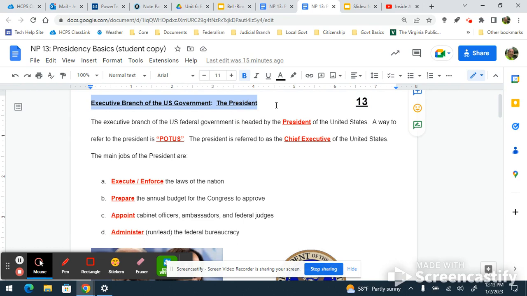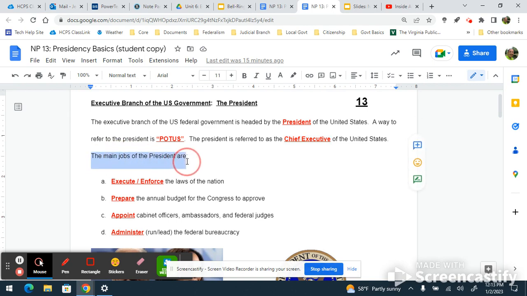One of the things that you're going to learn during this unit is that there are a lot of ways to refer to the president. One way is to refer to the president as POTUS, President of the United States. It's a simple acronym. The president is also commonly referred to as the Chief Executive of the United States. That's because the president is in charge of the executive branch. There are many other names you're going to learn in the following lessons.